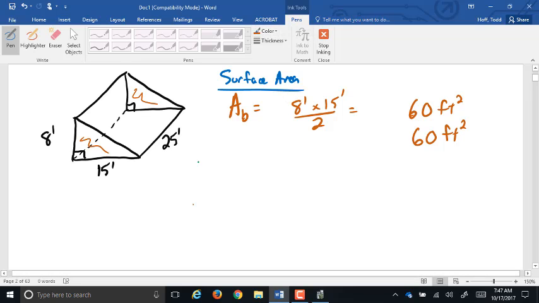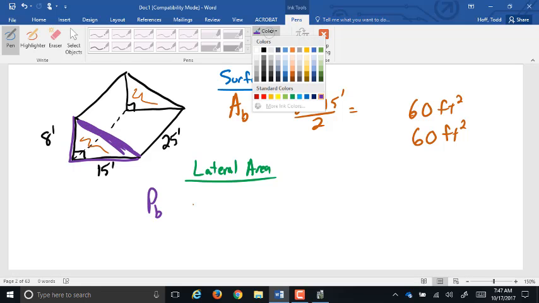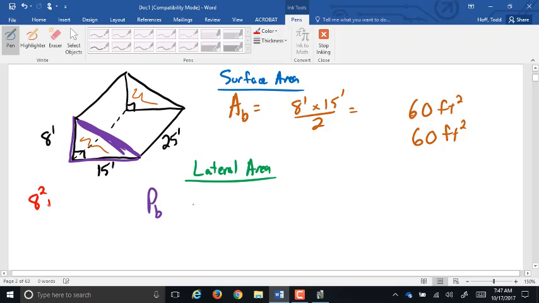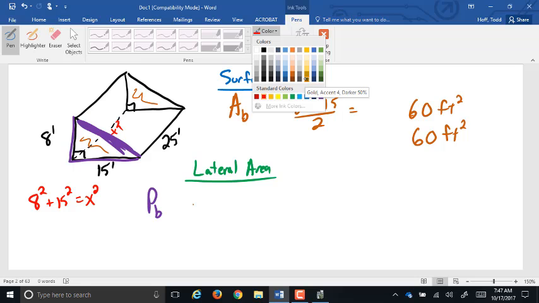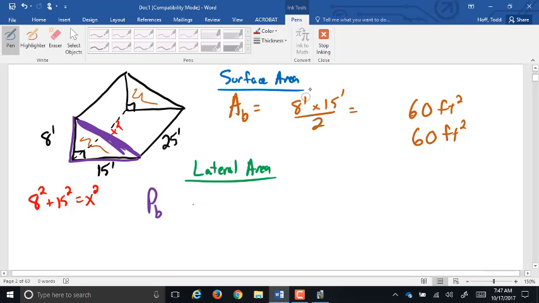Now for the lateral area, the first thing we need to know is the perimeter of the base. Well, we've got 8 plus 15. We need to know that side. How can we find that side? Perfect. 8 squared plus 15 squared equals, we'll call that x squared. At this point, I'm going to leave it up to you guys. I have faith that you guys can do that to find that distance is 17.